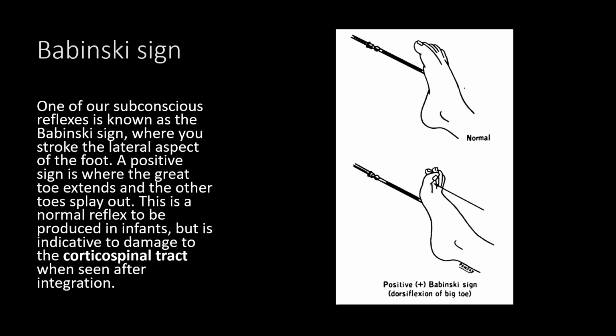So the Babinski sign is one of our subconscious reflexes where you, as the practitioner, stroke the lateral aspect of the foot, and a positive sign is indicated where the great toe extends and the other toes splay out, like in that bottom picture. A normal reflex would be with the toes just curling over in response. A positive Babinski is a normal response in infants, but in adults it's indicative of damage to the corticospinal tract.